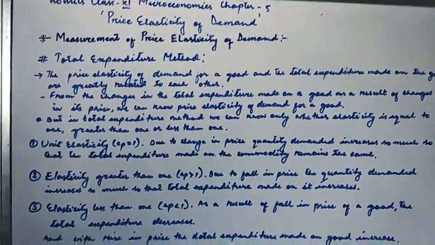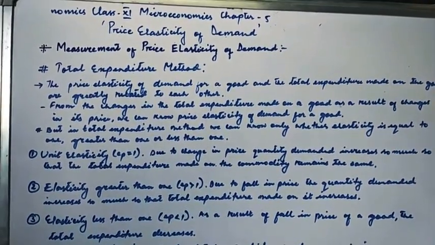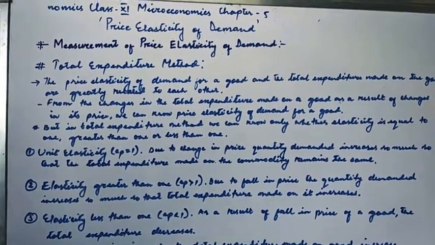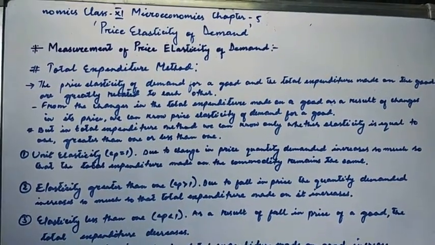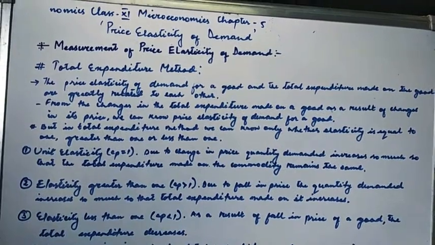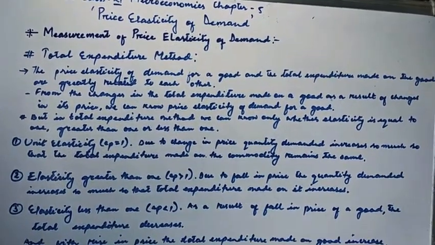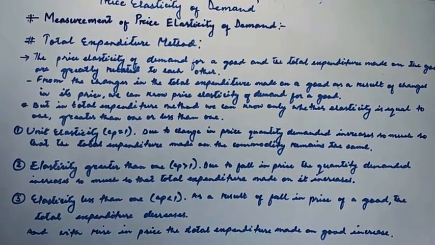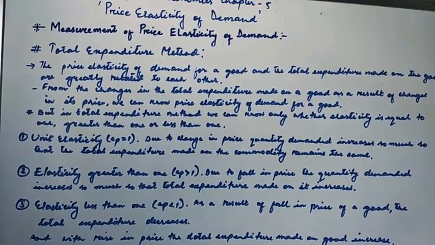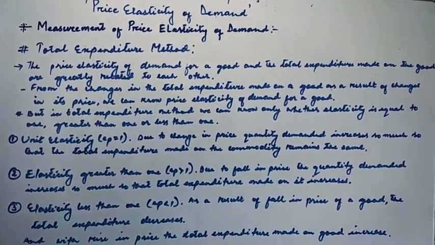Okay, microeconomics, price elasticity of demand. That is chapter number 5. And in the previous class, we have discussed the measurement of price elasticity of demand through the percentage method. And now the next method that is in hand is the total expenditure method.